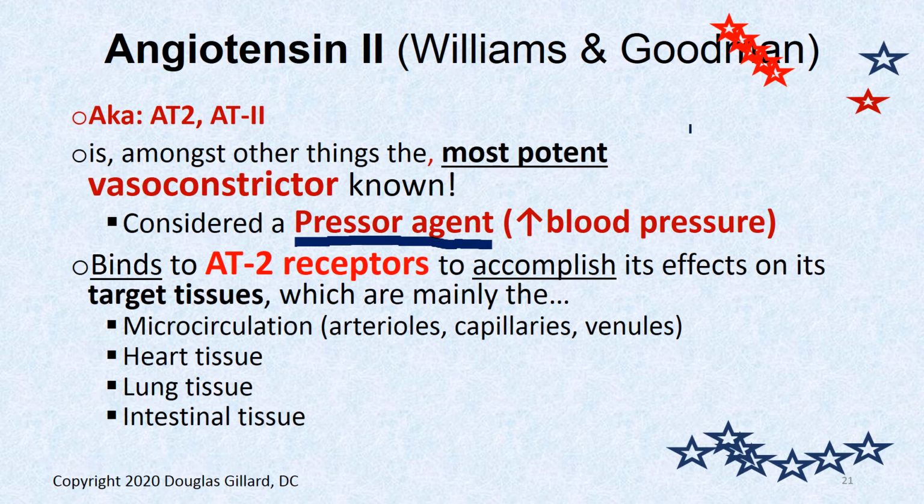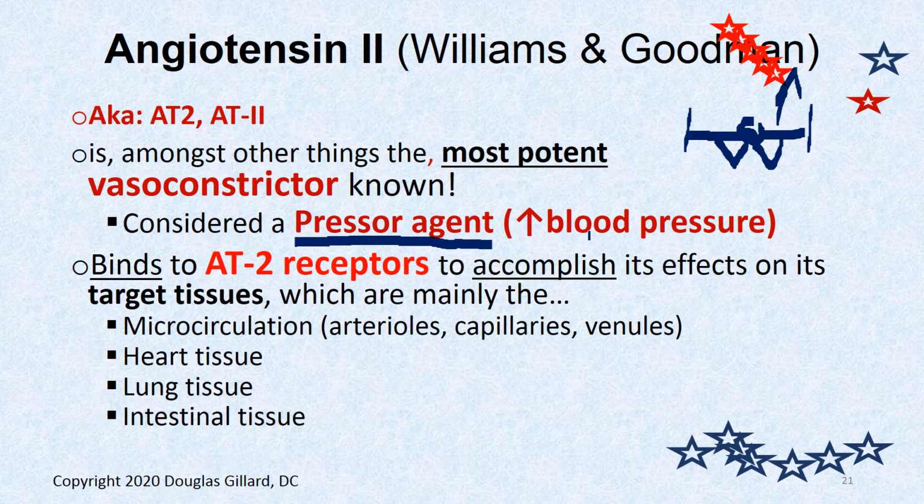Or you can think of somebody doing a bench press. This is why I don't draw. But there's a barbell, so somebody is doing a bench press here, pressing this barbell upwards. So pressor means to go up with blood pressure.